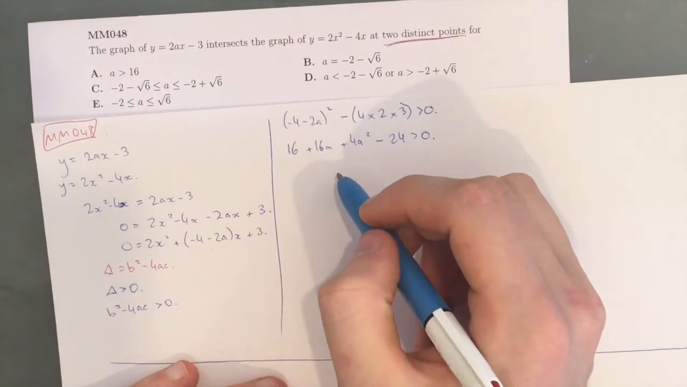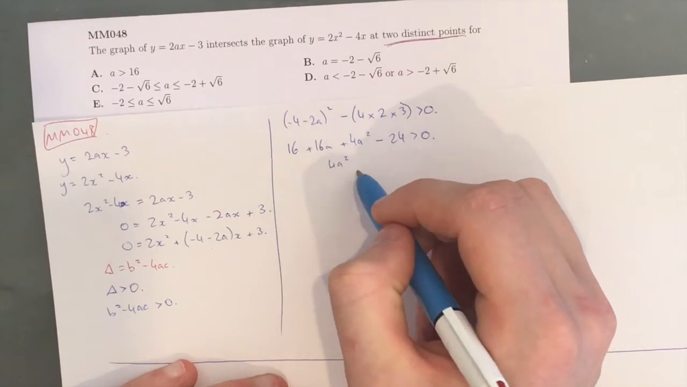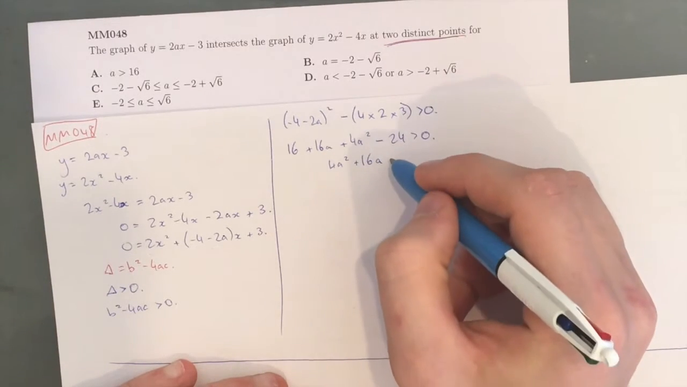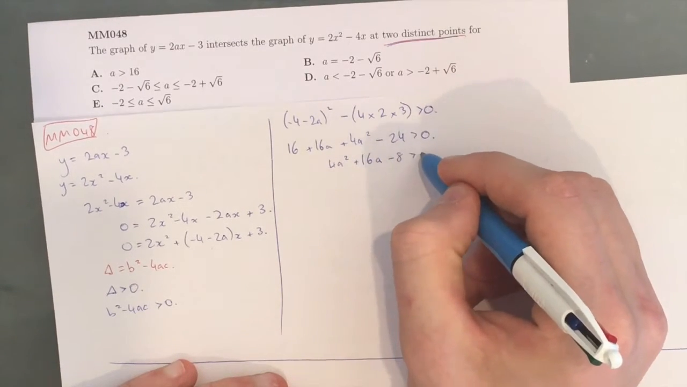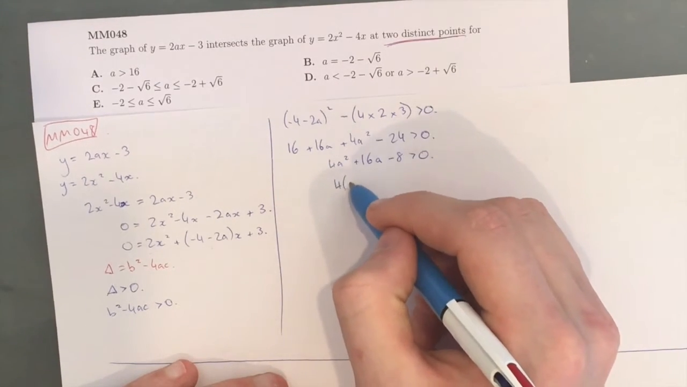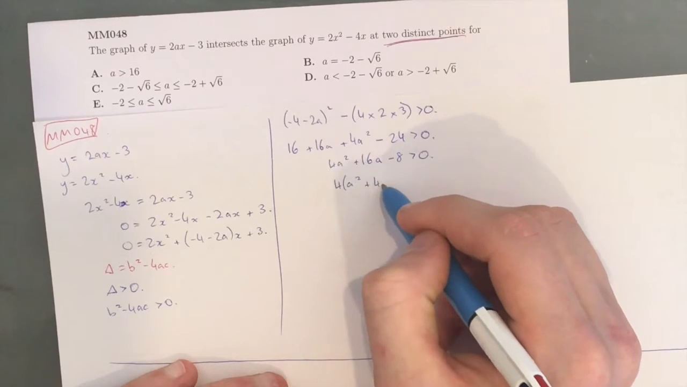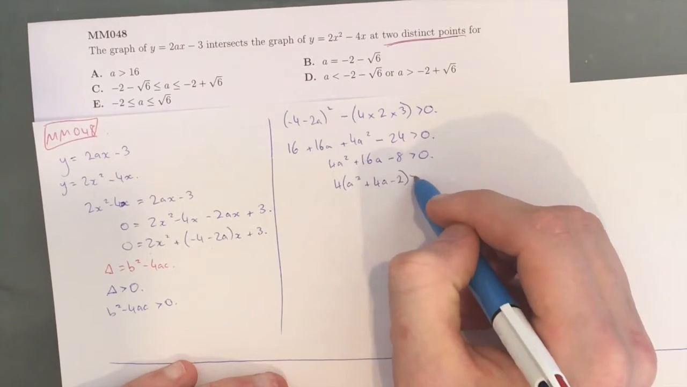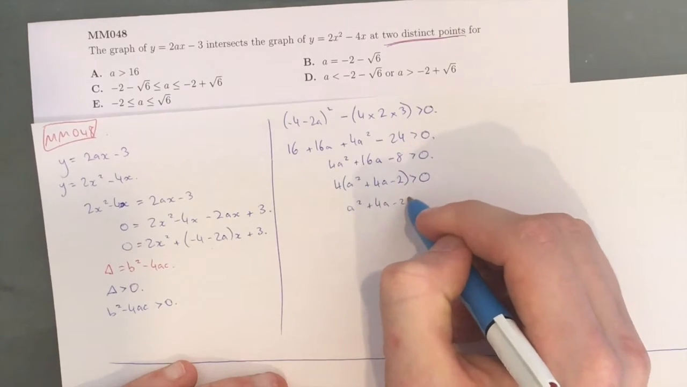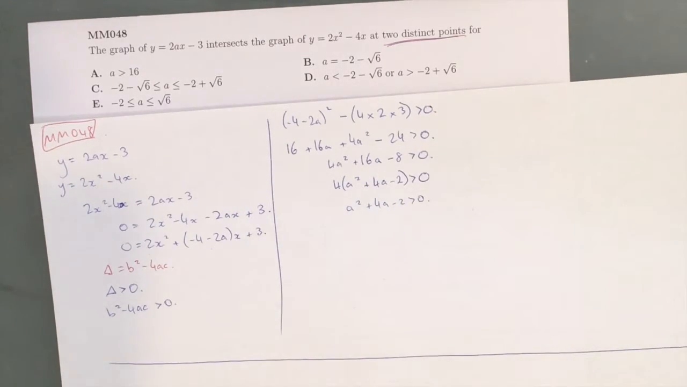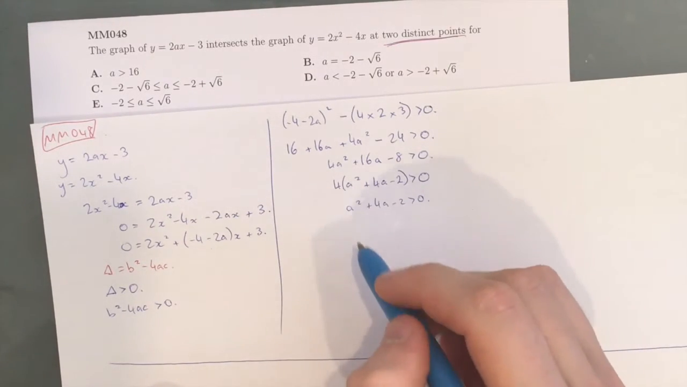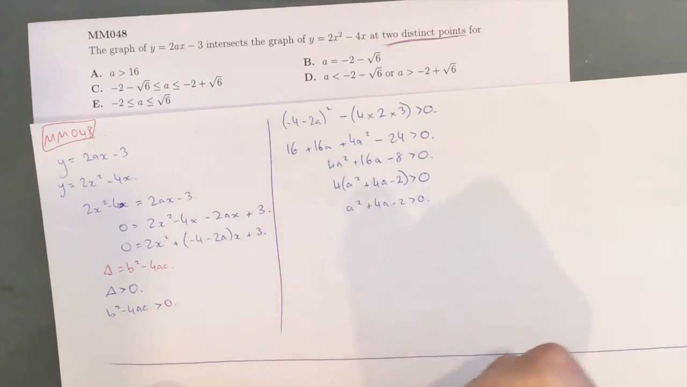Putting the like terms together, we get 4a² + 16a - 8 is greater than 0. From here we can take a factor of 4 out, so a² + 4a - 2 is greater than 0. Using your CAS calculator at this point to solve for a, I would actually plug this in right here.